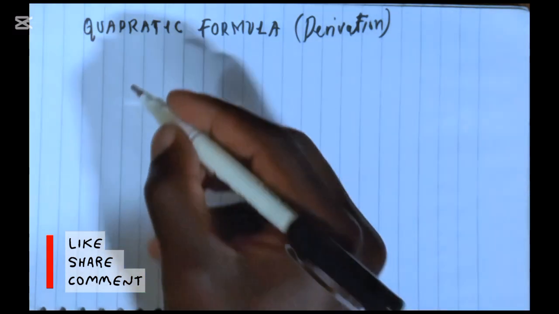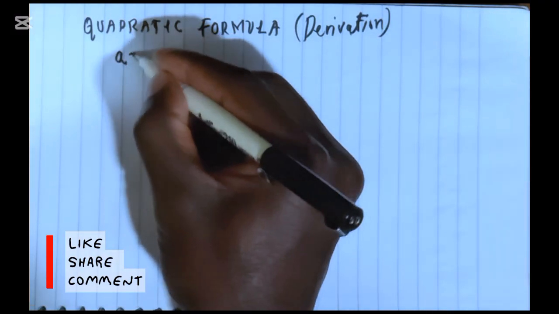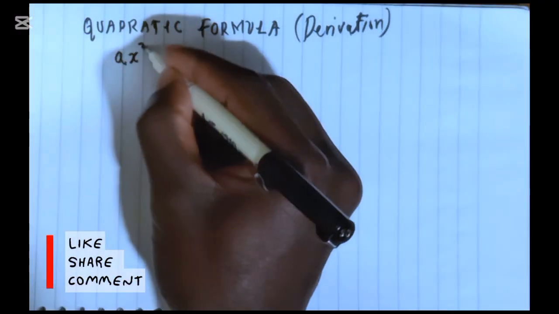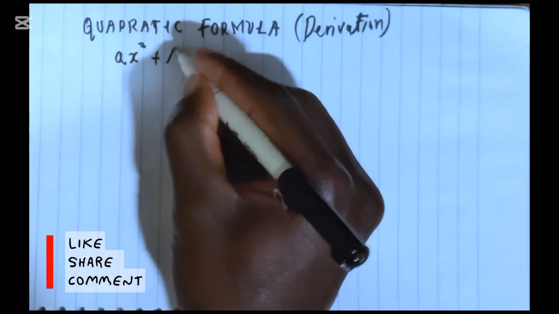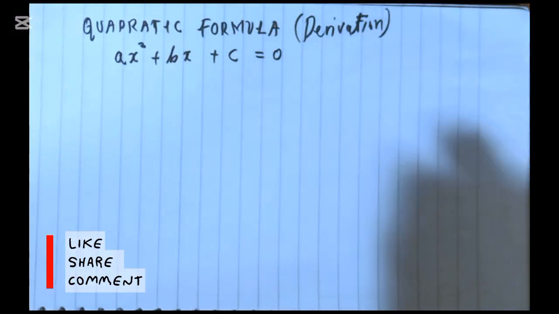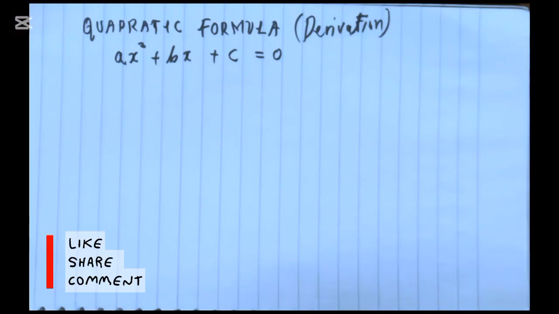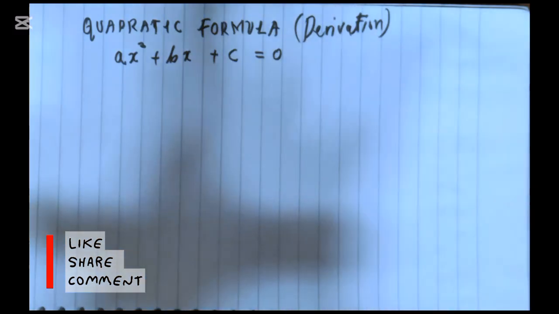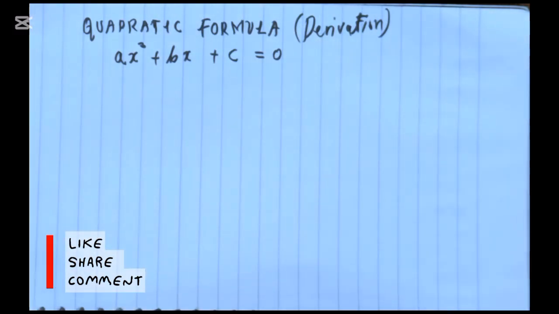All right, so we know that the general format of all quadratic equations should be in the form ax squared plus bx plus c being equal to 0. So this is the general format of all quadratic equations. And so if you were to solve this equation by completing its square, then we would end up with what we call the quadratic formula. And so that is what the focus of this class is going to be.